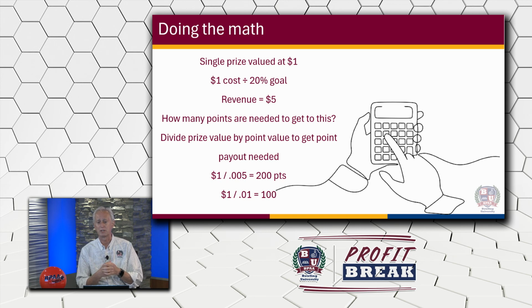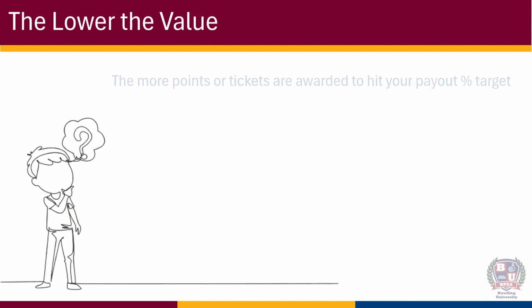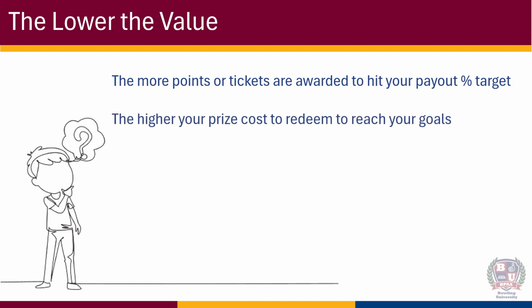If you happen to be using tickets, think of that added cost as well. Okay, so that's how it impacts you. It's pure and simple. That's how it impacts your prize value right there. So the more tickets or points that are awarded to reach your target, when you have a lower value, you're going to need more tickets to hit that. It's going to be higher prize cost to redeem to reach your goals.